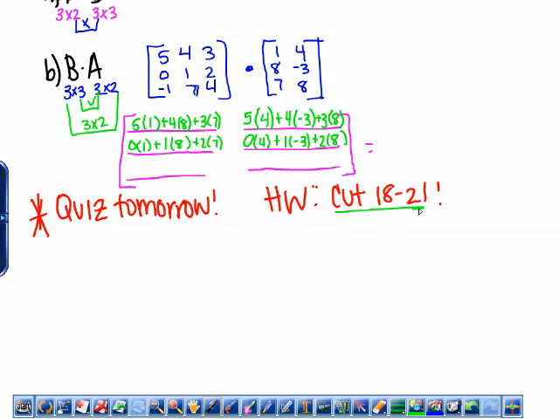Okay? Guys, you can omit numbers 18 through 21 from your homework tonight. It was a really long homework assignment. So you can omit 18 through 21 from your homework.